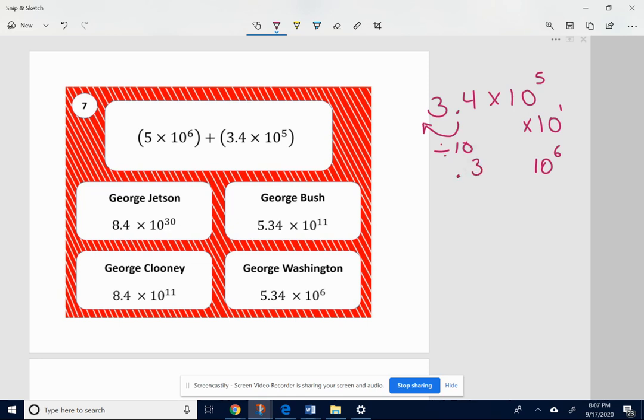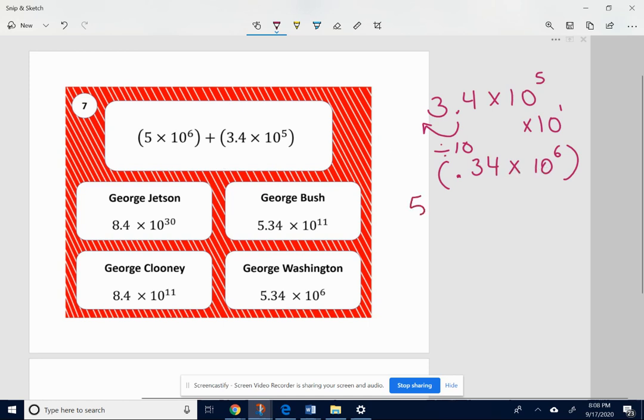So that ends up being 0.34 times 10 to the 6th. I can't copy that in very well there. So I have 5 times 10 to the 6th plus 0.34 times 10 to the 6th. Now that I do have the same exponent, I'm just going to add my 5 and my 0.34, and I'm going to keep my 10 to the 6th.